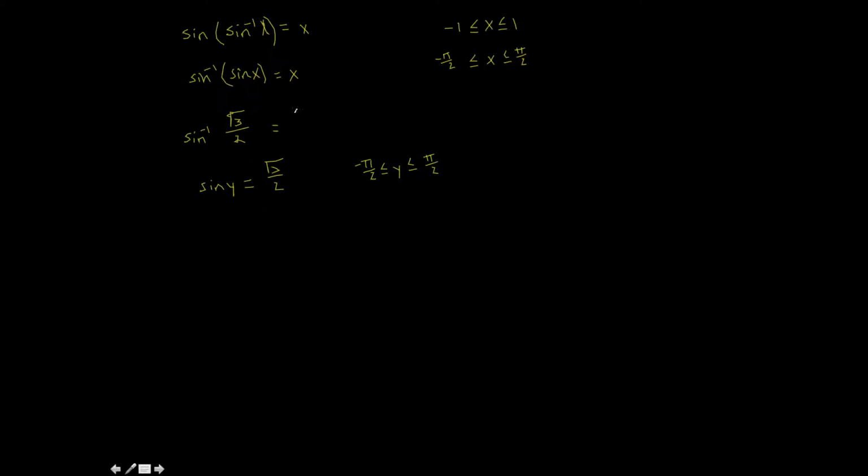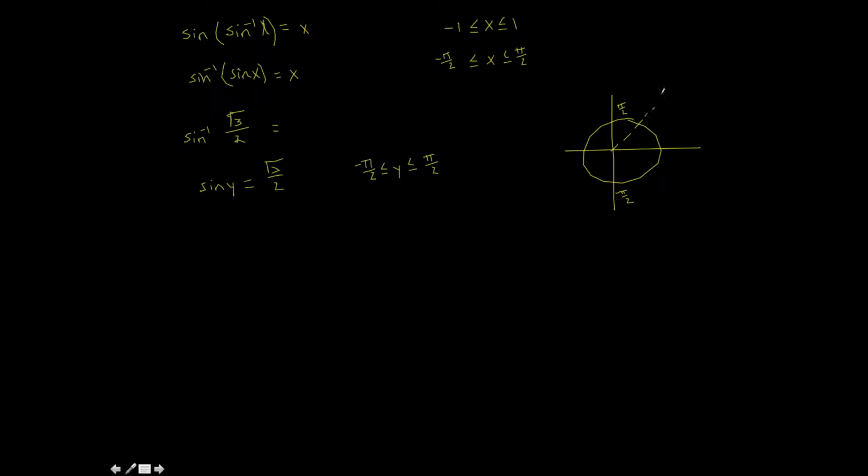Well, think of it like this. Look at your unit circle. What value has a sine of square root of 3 over 2 that lies between these points? So if we're looking at our unit circle, and we're just looking at the part between negative pi over 2 and pi over 2, which one between here has a sine that is square root of 3 over 2?